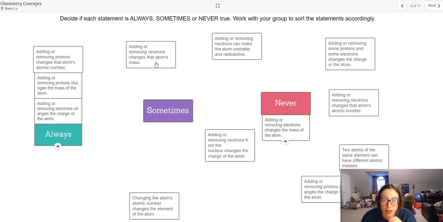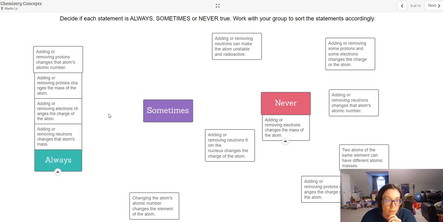All right, adding or removing neutrons changes the atom's mass. So once again, this is going back to remembering that mass is going to be protons plus neutrons. So that will change the mass.